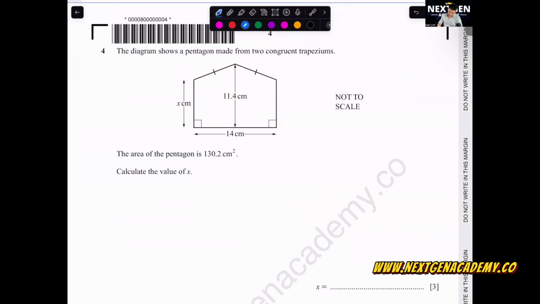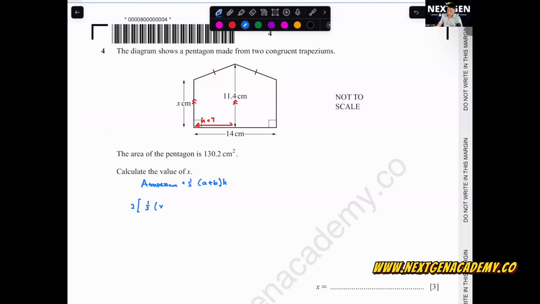Okay, what's the formula for the area of a trapezium? 1/2 (a plus b) times height. Okay, this is the a and b. The height, we can use this one, 7. Okay, h is equal to 7. So 2 trapeziums, 2 multiplied by half (a plus b). Okay, a is x plus 11.4. Height is equal to 130.2.